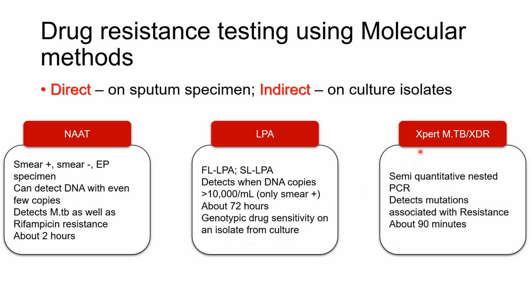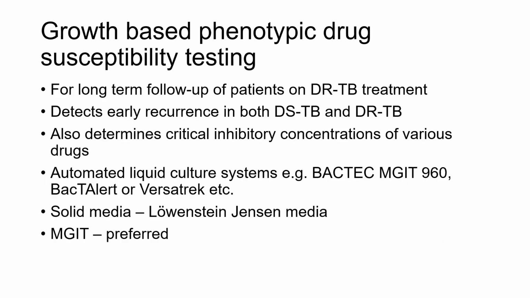And last but not the least, the Xpert MTB XDR. It is a semi-quantitative nested PCR. It detects the mutations associated with resistance, and it takes about 90 minutes. So among these tests, the fastest is the Xpert MTB XDR. It takes about 90 minutes.